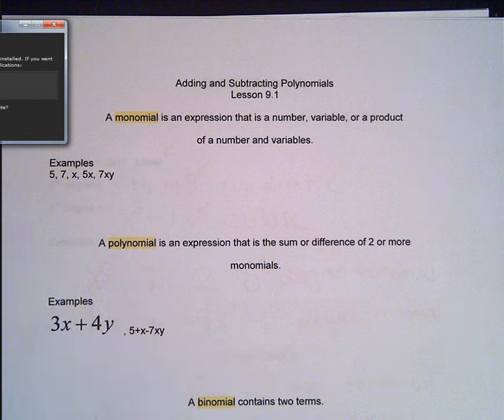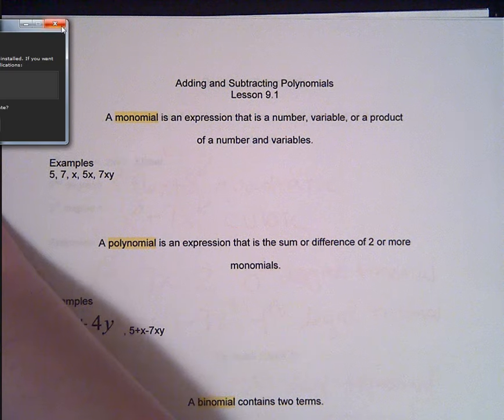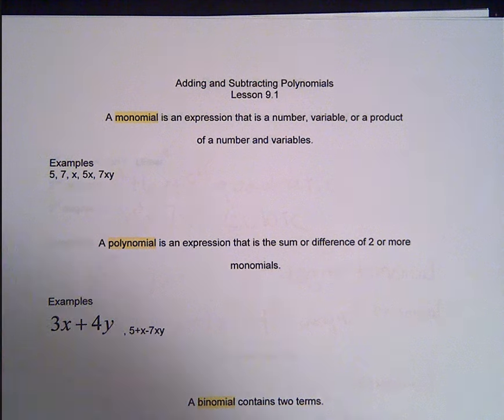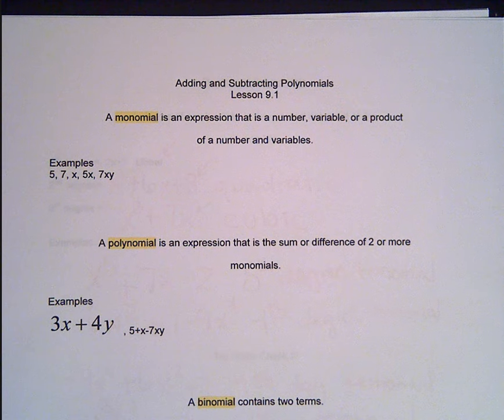Okay, this is lesson 9.1, which is adding and subtracting polynomials. In today's lesson, you should get two things out of this. The first one is that you should be able to describe polynomials. We're going to have a lot of new terms we're going to talk about, and you need to know how to describe them. The second thing is that you're going to learn how to add and subtract them. So first, we're going to tackle how do we describe a polynomial?